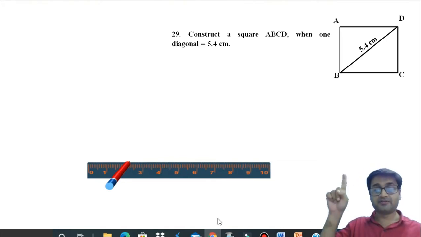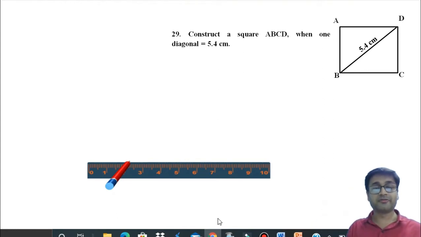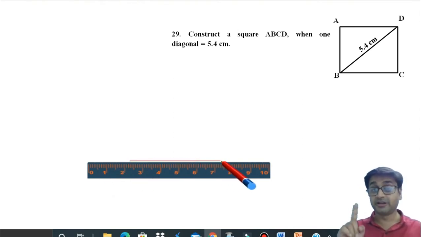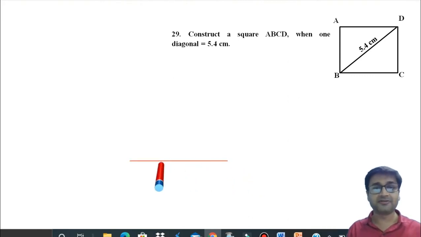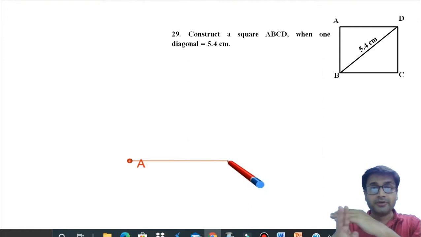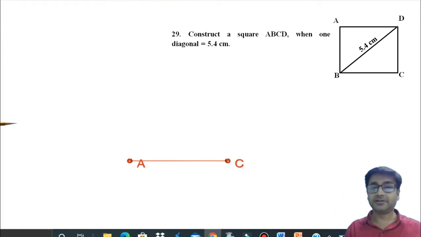Draw the rough diagram, come back. So that's how your rough diagram should look like, where it is shown 5.4 as one diagonal. Now how are you going to go ahead from here? Let's see. So obviously the basic technique, if you remember, we did it with the rhombus also. Just draw the diagonal first of 5.4, mark it as point A and C, bisect it because we know that the diagonals in a square and the rhombus both bisect at right angle.